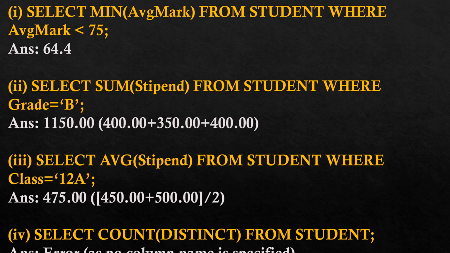Now select count distinct from student. This statement will give you an error because there is no column name specified with distinct. You have to write select count distinct, and after that you can give any column name like number or name or stream. Then it will count that many unique elements from this table. Since it is not mentioned, this will give you an error.